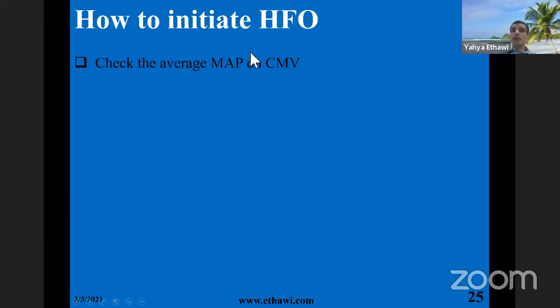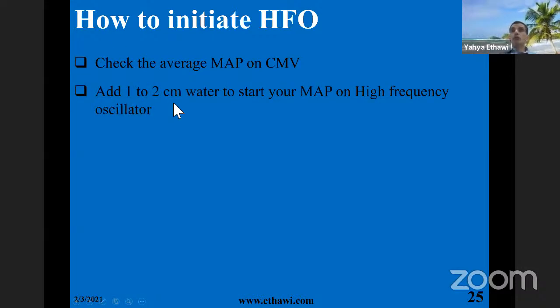So how do we do that? Check the average map on conventional mechanical ventilation. Add 1 to 2 centimeters to the map of high frequency. Make the amplitude double the map. So let's say the mean airway pressure on conventional ventilation is 11. Make the mean airway pressure on high frequency 13 and make the amplitude 26.